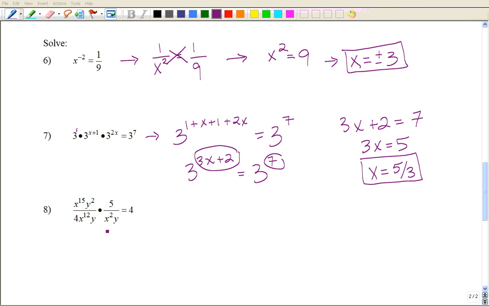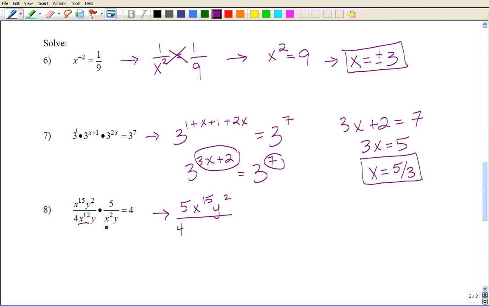Number 8. I'm not even going to try to say it out loud because I'm going to get all tongue-tied, but we have this really seemingly complicated expression here, but it's really not so bad. What we're going to do is simplify as much as possible. Things will cancel. It'll be great. Okay, so I'm going to turn this left-hand side into one fraction. Because when I multiply fractions, I multiply straight across. So on the top, I'll have 5x to the 15th y squared over, so here I'll have 4.